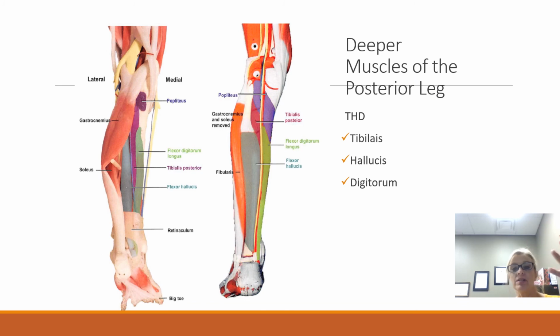All right, so here is THD, the three deep muscles of the posterior leg: tibialis posterior, flexor hallucis, and flexor digitorum. So the tibialis posterior is the longest of the muscles and the middle of the three. The flexor hallucis, remember I said hallux is your big toe, is going to be the more lateral muscle, and so it's going to extend on towards the big toe. You'll likely follow a tendon there, right? And then flexor digitorum, well, where do you think that goes? Obviously to the digits, and this is going to be the most medial of the three.